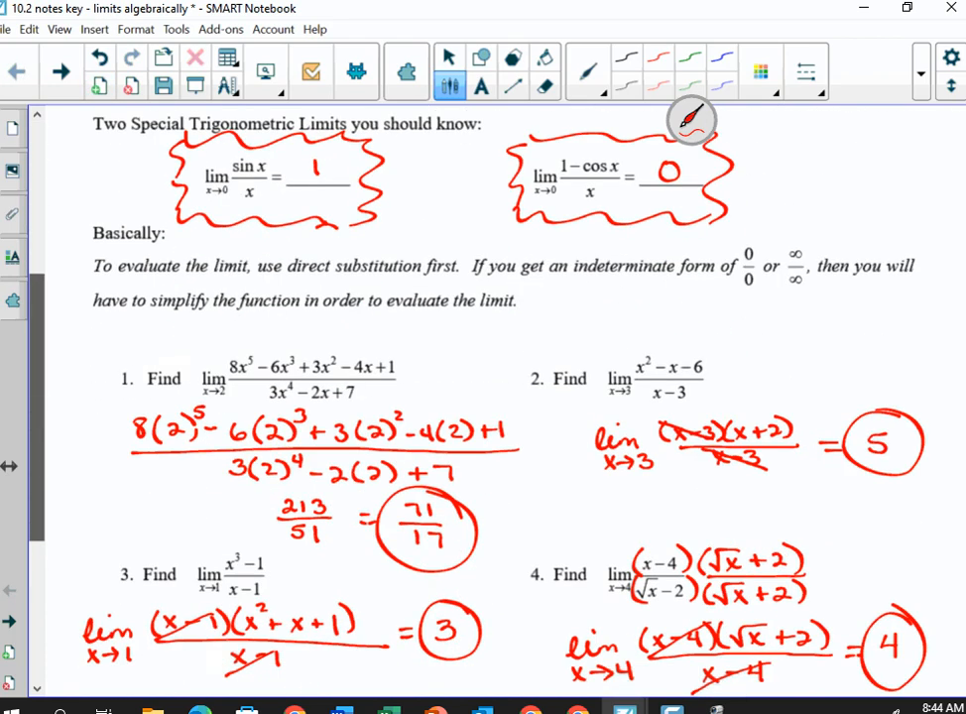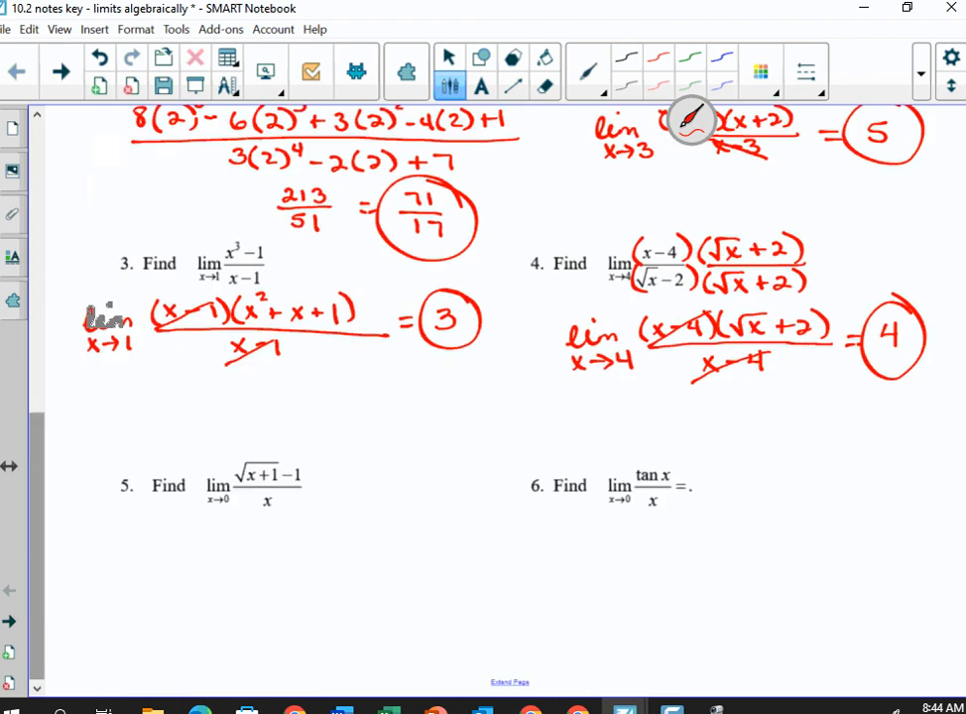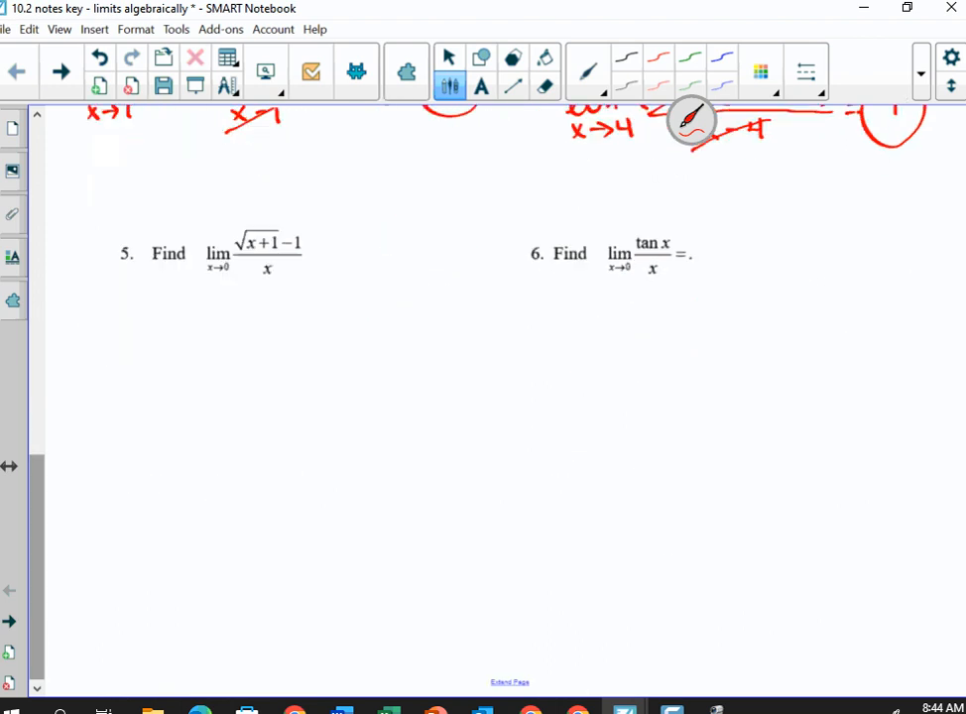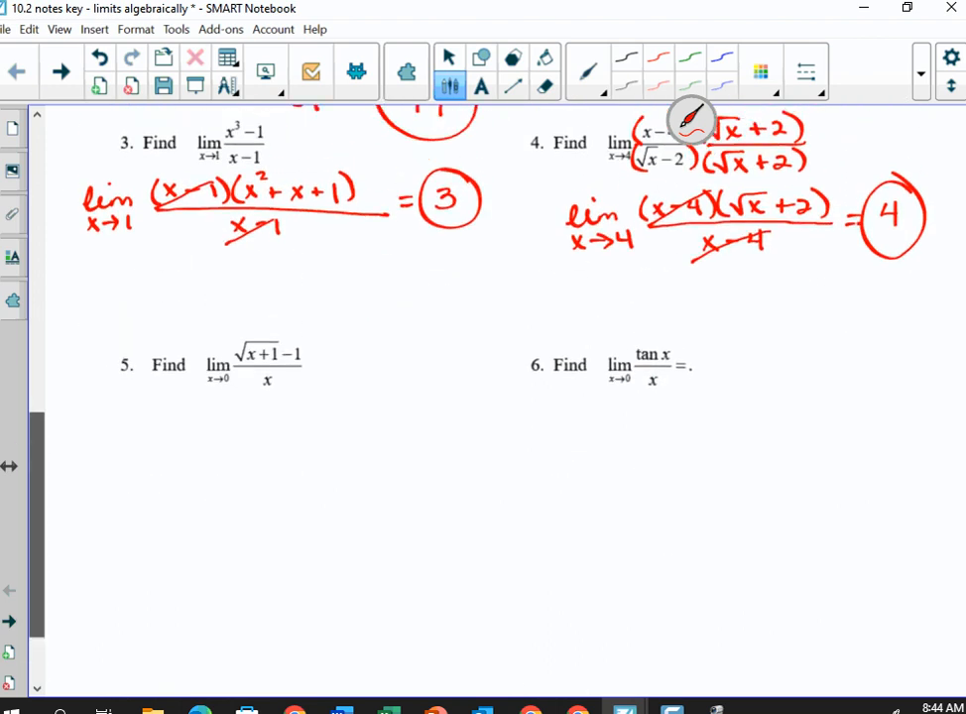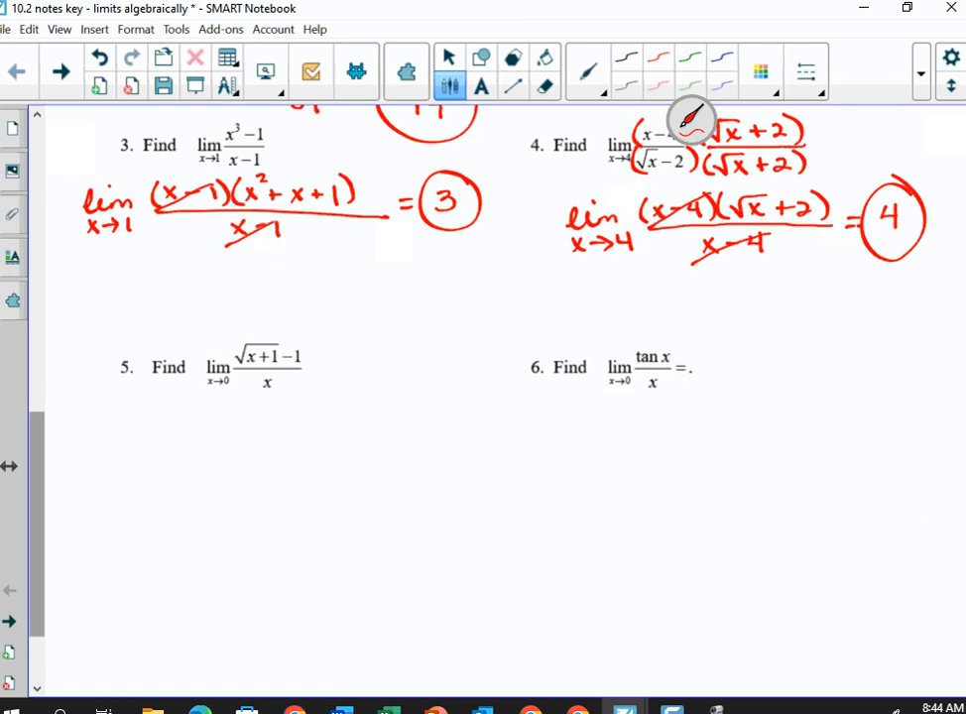Too big brain? Okay. All right, guys, number 5. Do we see how this is pretty much the same idea as number 4? Yes, but what are we multiplying by? Wait, no, it's 4. No, you got it. What do we do at number 5? The conjugate of the numerator this time. Okay, try it, guys.